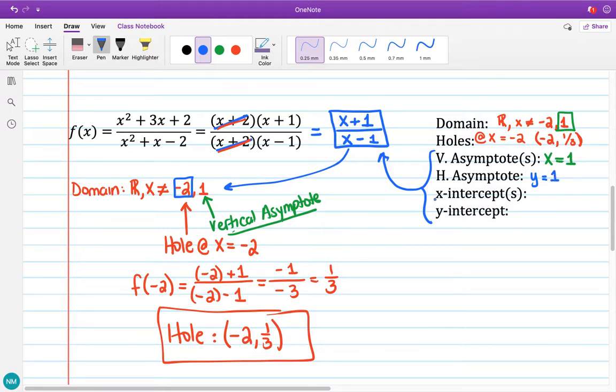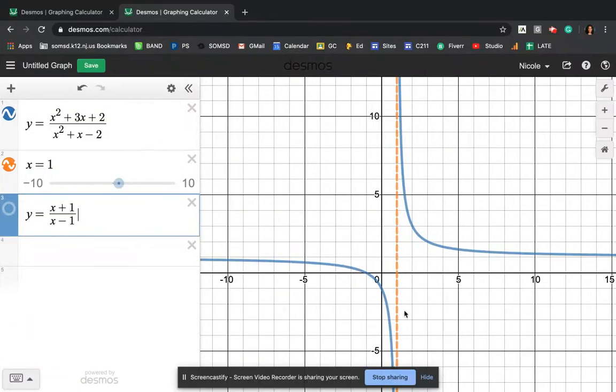My x-intercepts, I'm going to set my numerator equal to 0. So x plus 1 equals 0. So x equals -1. So I have -1, 0 is my x-intercept. And my y-intercept, I just plug in 0 and I get 1/-1. And that's going to be -1. So 0, -1.